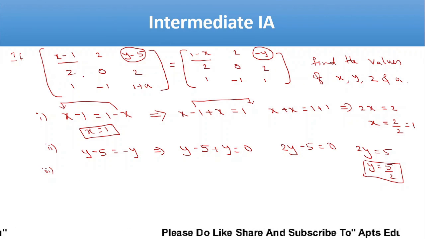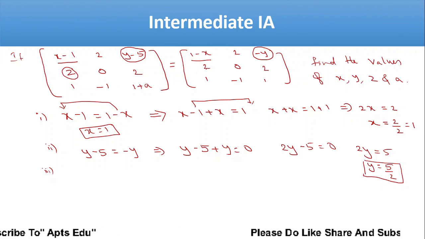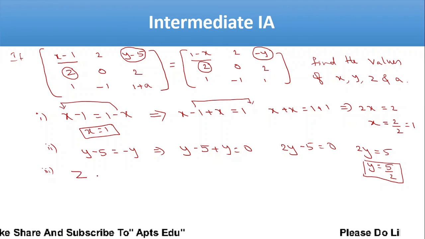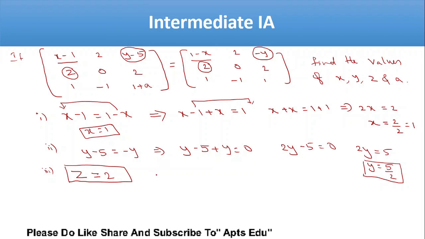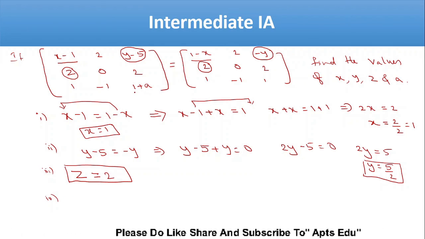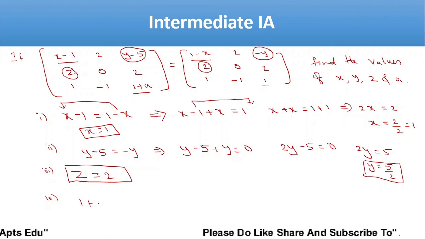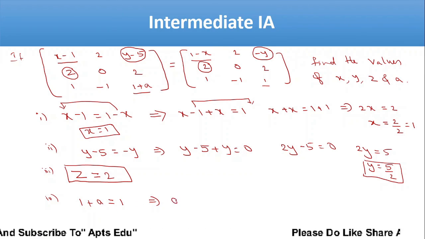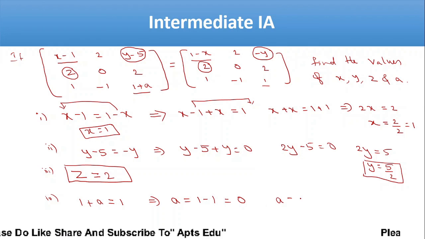Next, z. This is z. It was looking like 2, but it was z. And this is 2. So z equal to 2. I think I got the x value, y value, z value. Now I need to find out the a value. Again, 1 plus a is equal to this. 1 plus a equal to 1, which implies if I take this 1 to the side, a equal to 1 minus 1, 0. So the a value is 0.